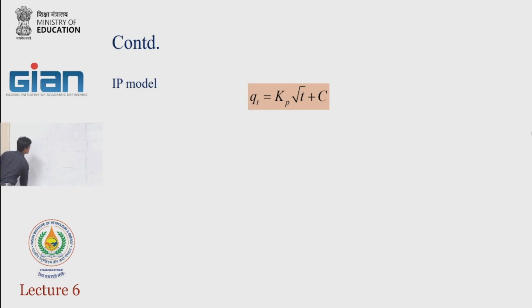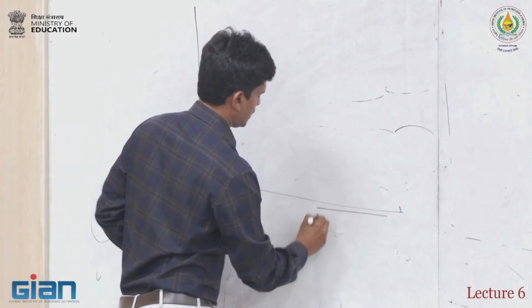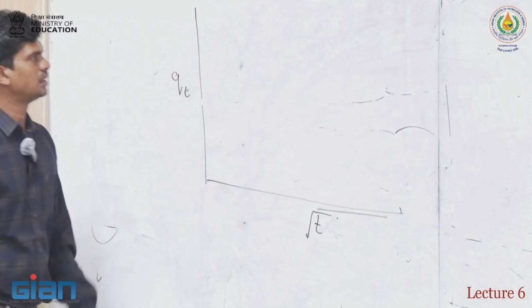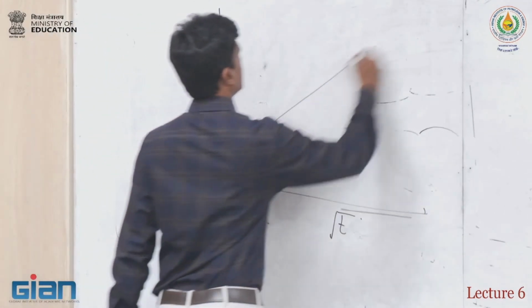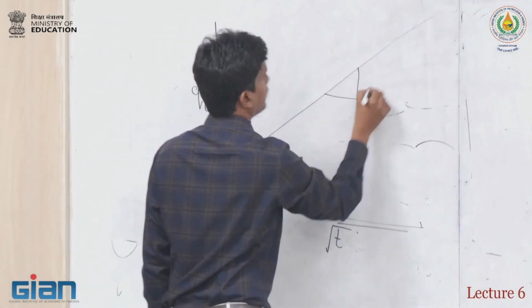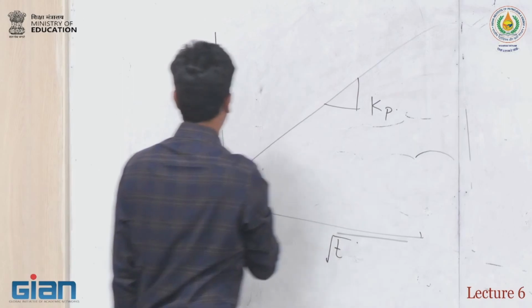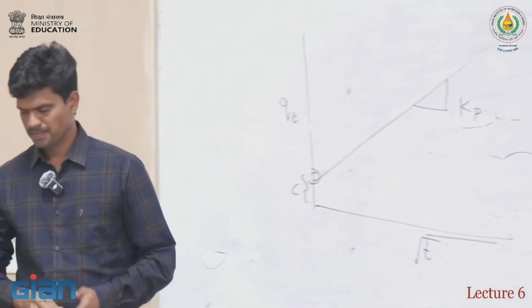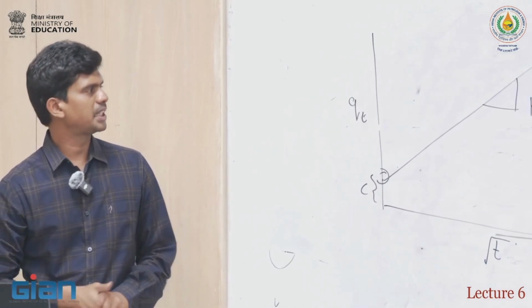So this is a very easy model. What you have to do is just fit the square root of time with Qt. That's it. It should be a straight line with a slope of Kp, and the intercept will give you the constant C. Everything else will be taken care of.